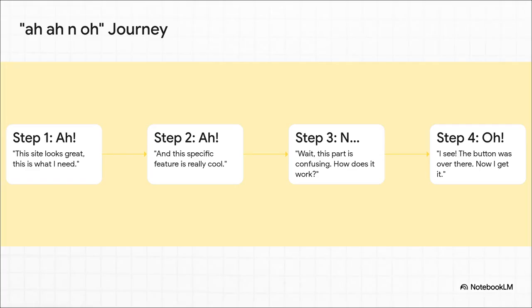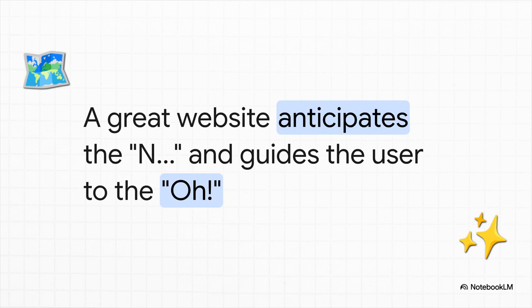Which brings us full circle, right back to our original mystery. Ahnao. So what's the story here? Well, it's not a perfect journey, right? But it is a successful one. The user starts off great. Ah, this looks cool. Then another ah. I like this feature. Then they hit a snag. Nah, wait, how does this part work? But they figure it out. Oh, there it is. Okay, now I get it.